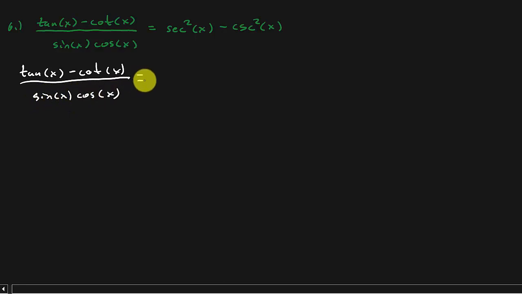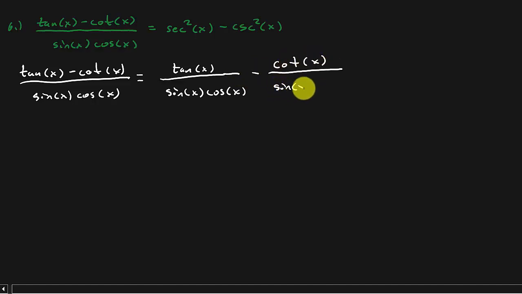Now, why don't you pause the video and see if you can do this one? What do you think you're going to do? How do you think you're going to start this one off? Well, maybe split it up. See, since the right-hand side is split up, how about we try splitting it up? So this is going to be what? Tangent x over sine x cosine x minus cotangent x over sine x cosine x.